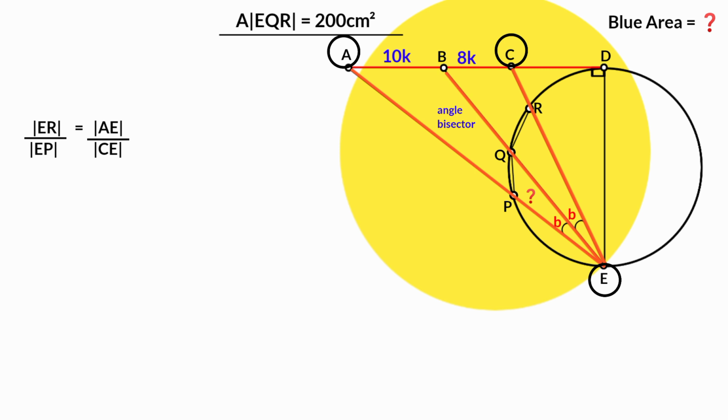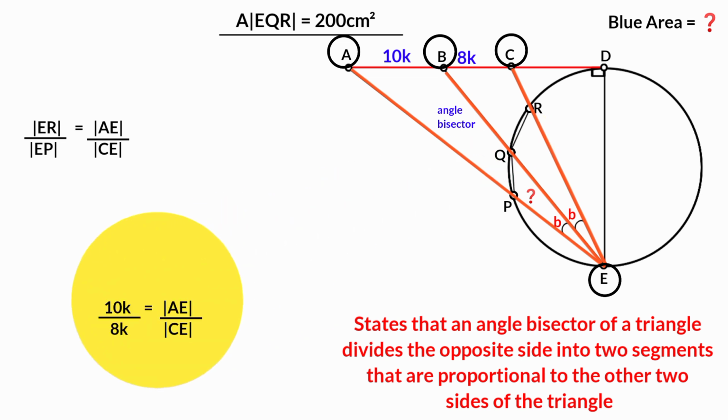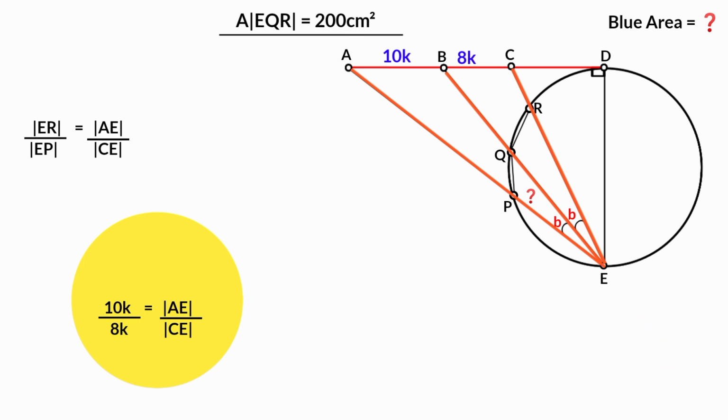There is the angle bisector theorem, which states that the angle bisector of a triangle divides the opposite side into two segments that are in the same ratio as the two other sides of the triangle. So by the angle bisector theorem, this line AB, which is 10k, divided by this line BC, which is 8k, must be equal to this line AE divided by this line CE. So 10k over 8k equal to line AE over line CE.